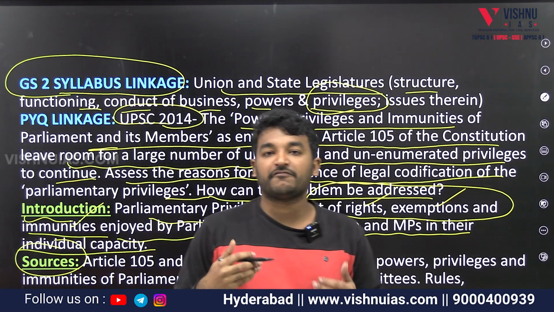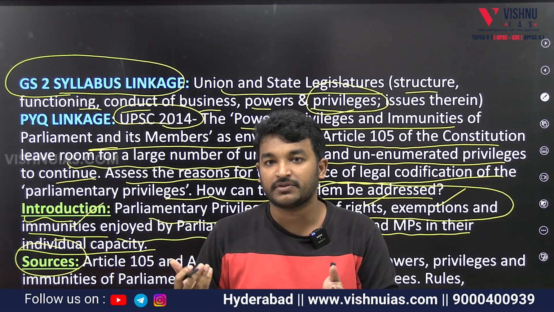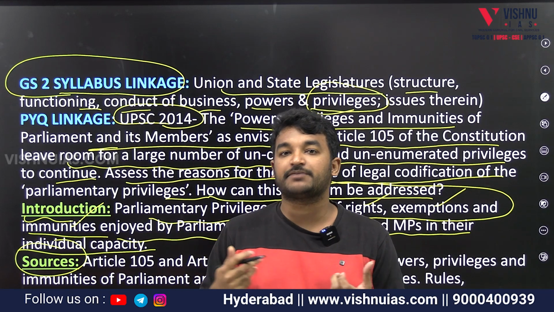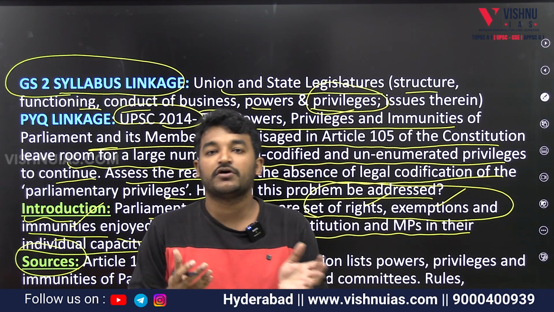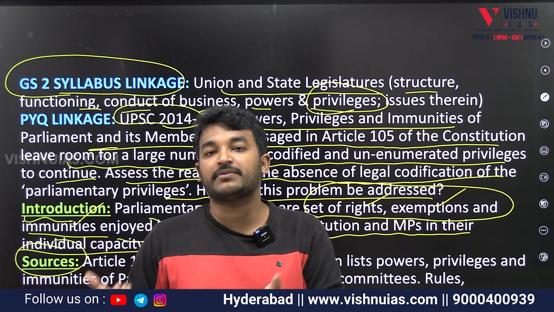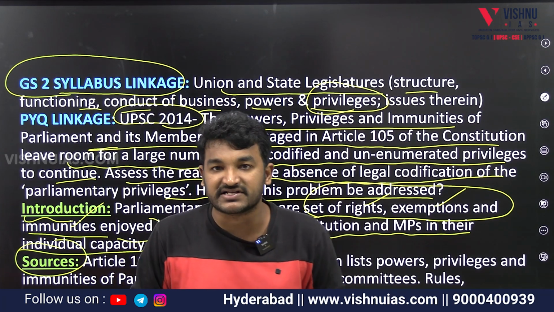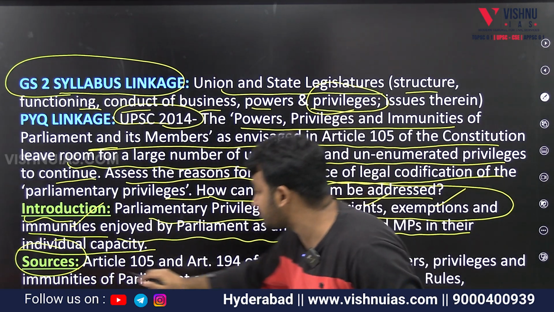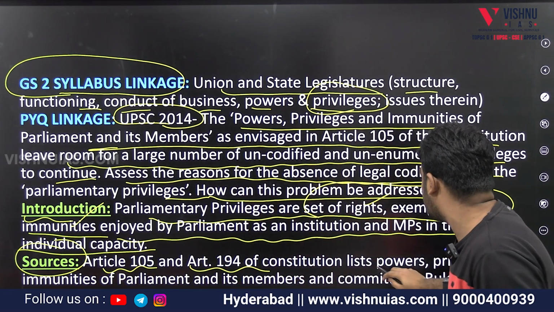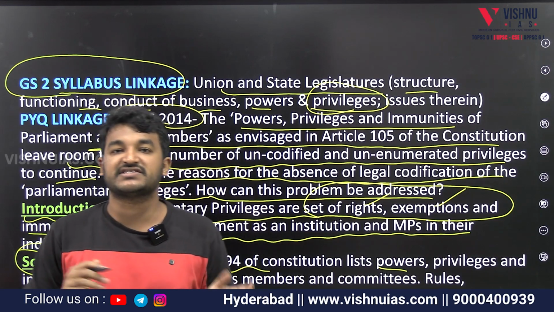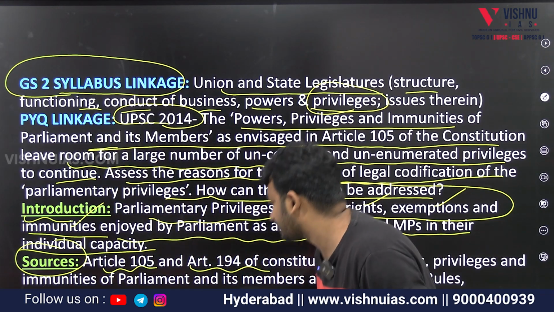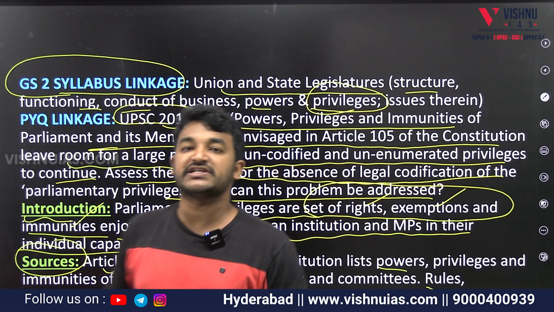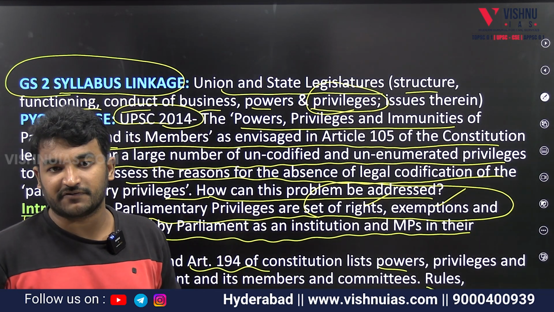Next, sources. From where do these parliamentary privileges arise? Means, what is the basis for these parliamentary privileges? One major drawback of parliamentary privileges in India is that they are not codified. So individual parliamentarians get the power of these privileges from different sources. The major source is our Constitution itself. Article 105 and Article 194 mention some of the powers, privileges and immunities. And other sources are conventions, judgements of the Supreme Court and various rules of the House. These four things provide the basis for parliamentary privileges in our country.